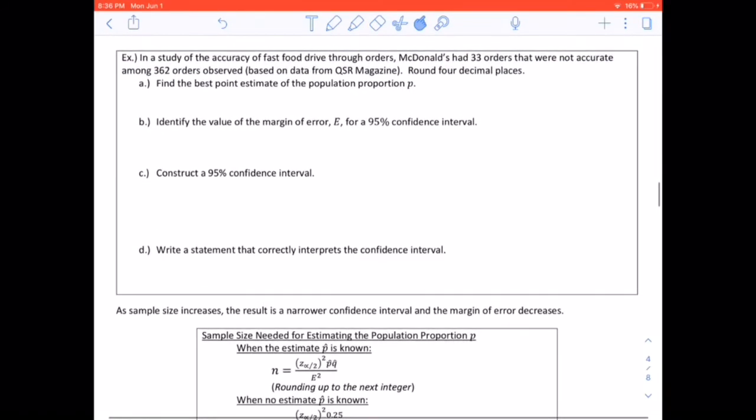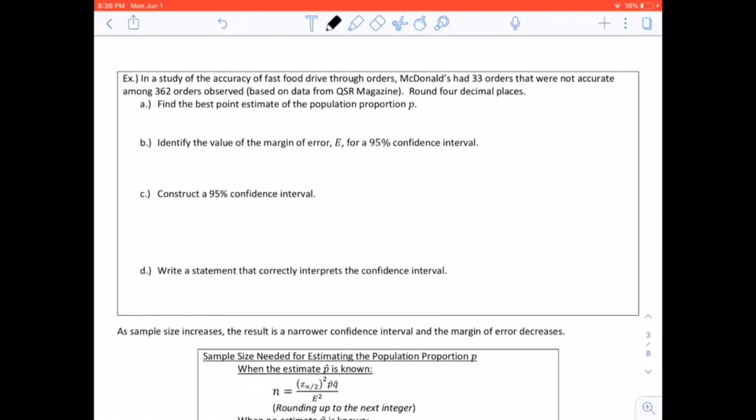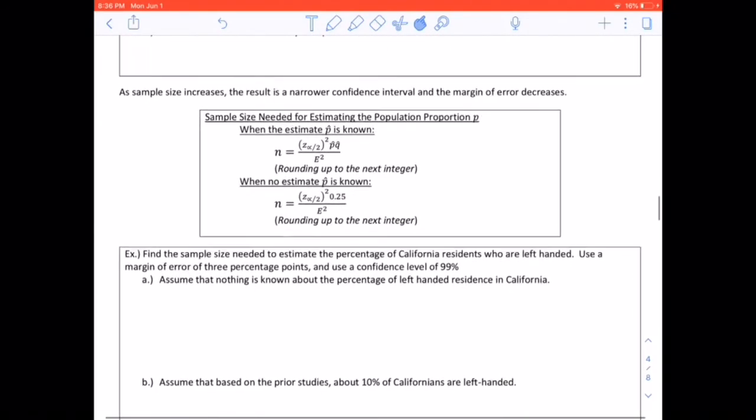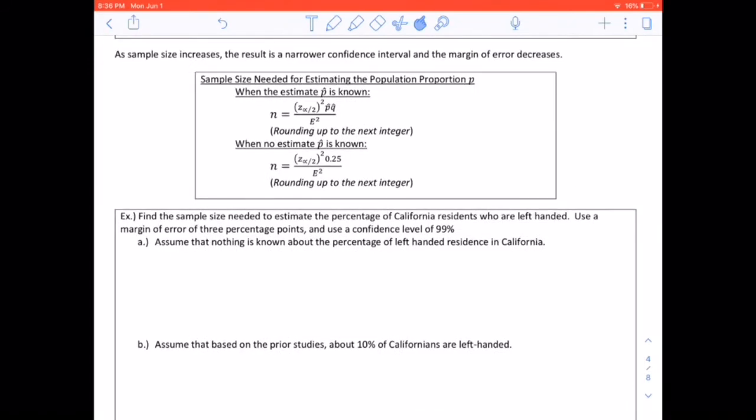So on to the next page. This one I'm going to go ahead and circle, and we'll look at it later and together. The next thing on here says, as the sample size increases, the result is a narrower confidence interval and the margin of error decreases. So definitely something that would be good to know.